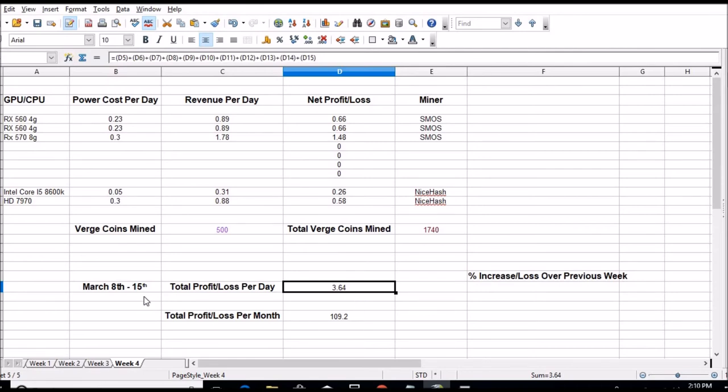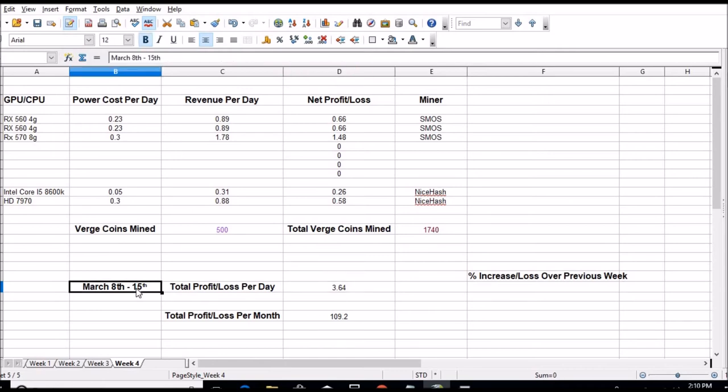this rig is doing. I will close this week out on the 15th, so we still got about a day and a half to go till that's done, which means we're going to get more Verge coins, maybe even hit 600 by then, probably will.